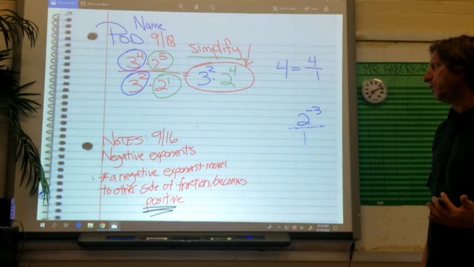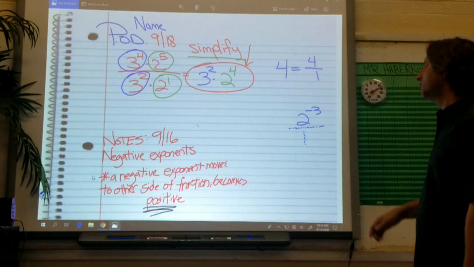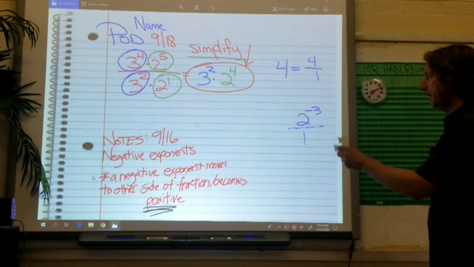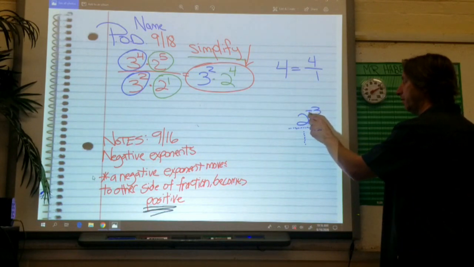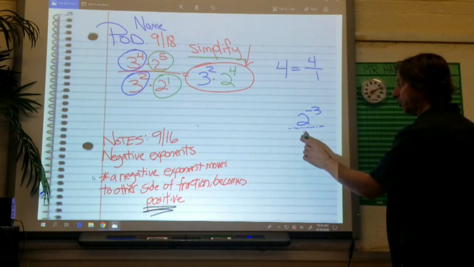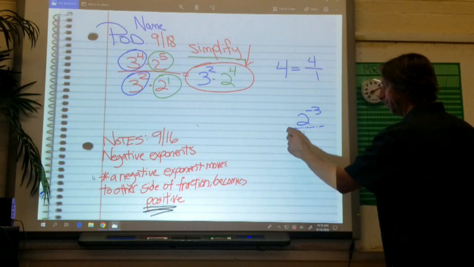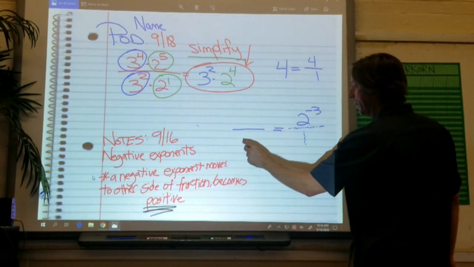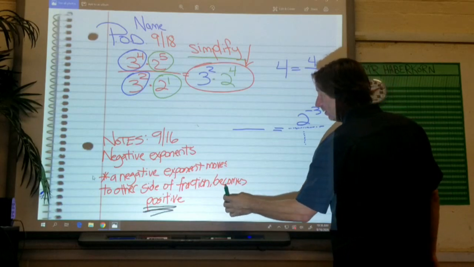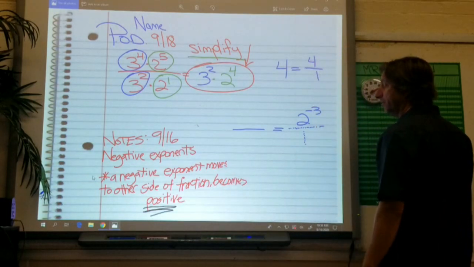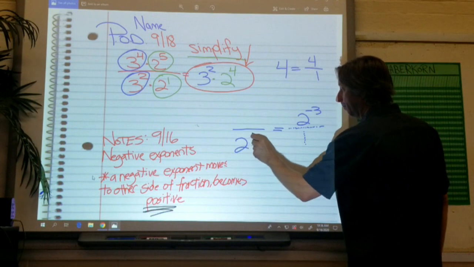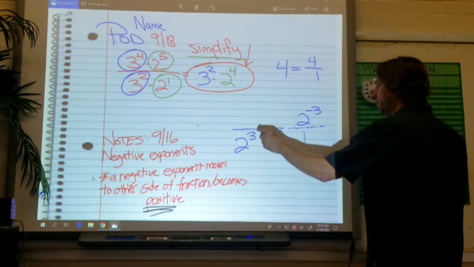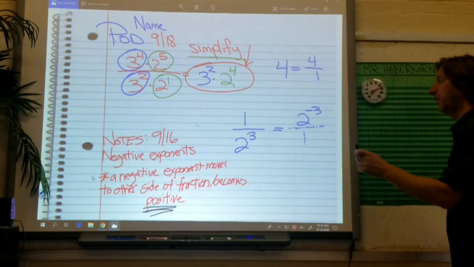We did this when we used to multiply fractions. So all we have to do to solve this problem is take our negative exponent and move it to the other side of the fraction. So I'm going to move it to the bottom, and I'm going to make my exponent positive. And then we have to fill the space on top, so I put a 1 on top. This is my answer.